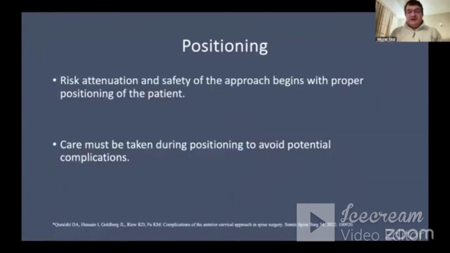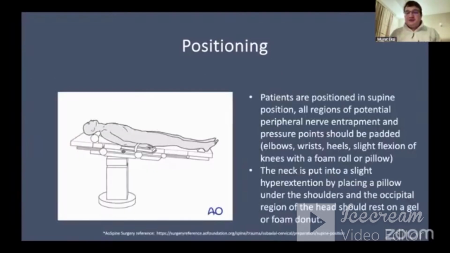Risk attenuation and safety of the approach begins with proper positioning of the patient. As always in surgery, care must be taken during positioning to avoid potential complications. Patients are positioned in supine position. All regions of potential peripheral nerve entrapment and pressure points should be padded, as in the figure. The neck is put into a slight hyperextension position by placing a pillow under the shoulders, and the occipital region of the head should rest on a gel foam.